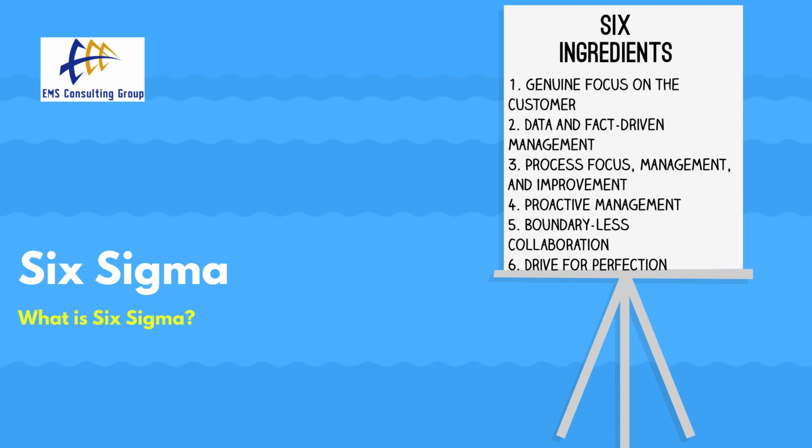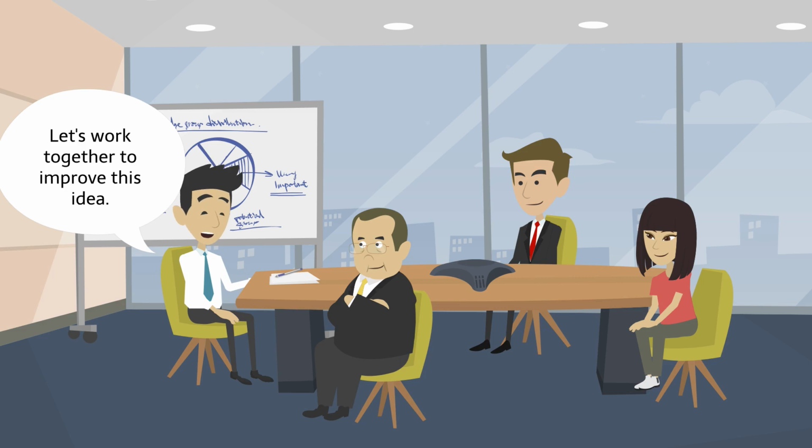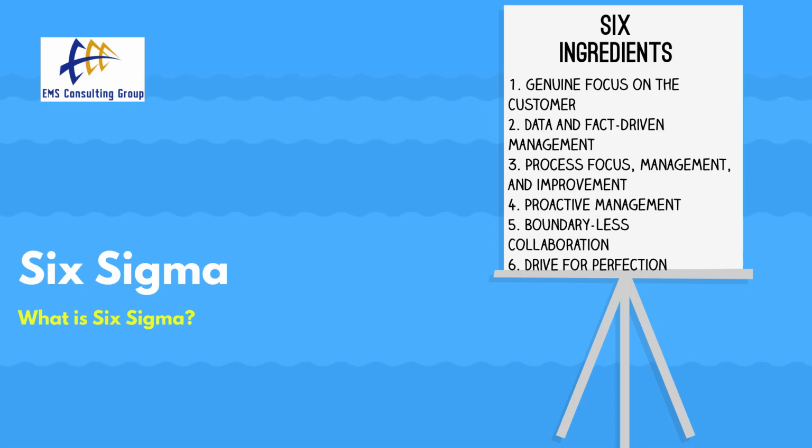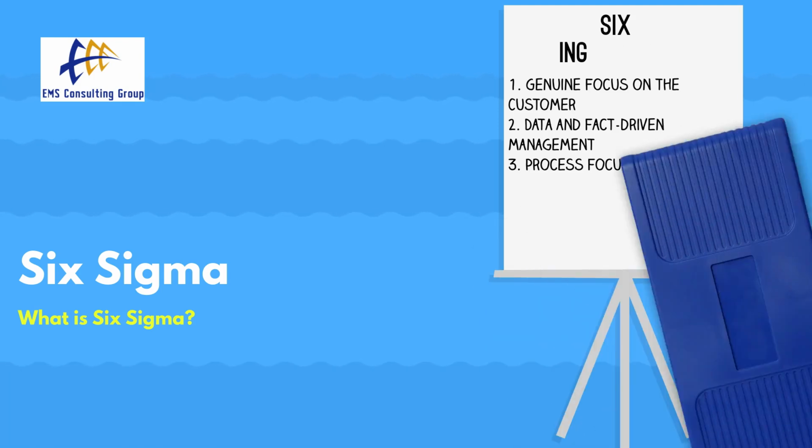Fifth is boundary-less collaboration. Six Sigma requires collaboration across departments and functions. Management must smash the barriers that block the flow of ideas and action up and down and across the organization. Instead of operating in silos within a company, each department must work together toward common goals. Lastly, we have drive for perfection. Six Sigma companies should be focused on continuously improving.